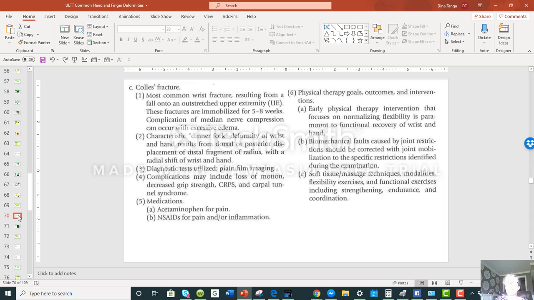Early physical therapy intervention that focuses on normalizing flexibility is paramount to functional recovery of the wrist and hand. Biomechanical faults caused by joint restrictions should be corrected with joint mobilization to the specific restrictions identified during the examination. Soft tissue massage techniques, modalities, flexibility exercises, and functional exercise, including strengthening, endurance, and coordination.